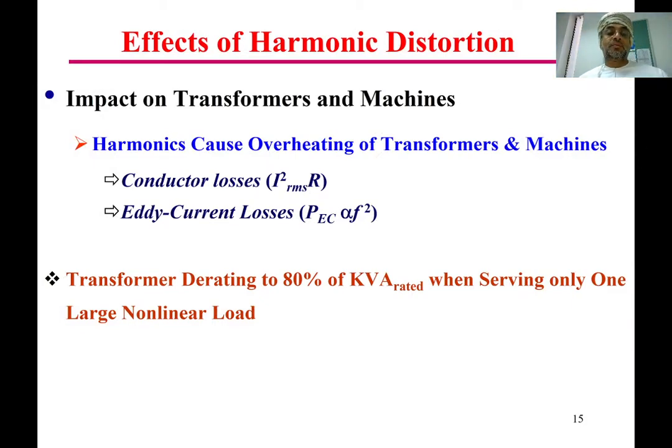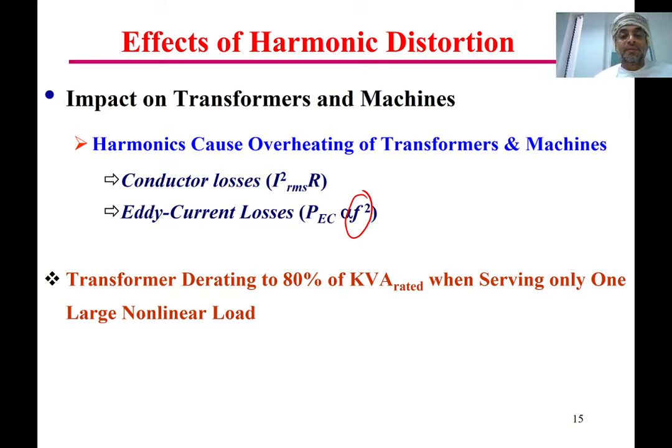What is the impact of harmonics on transformers and on machines? Harmonics will cause overheating of transformers and machines because of two losses: the copper losses or the conductor losses, I square R, through the winding, and there are also eddy current losses. Don't forget that we have a core in the transformer and in the motors or in the machine in general. The eddy current losses depend on the frequency squared. So more harmonics means more frequency. As a result, the eddy current losses also will go up.